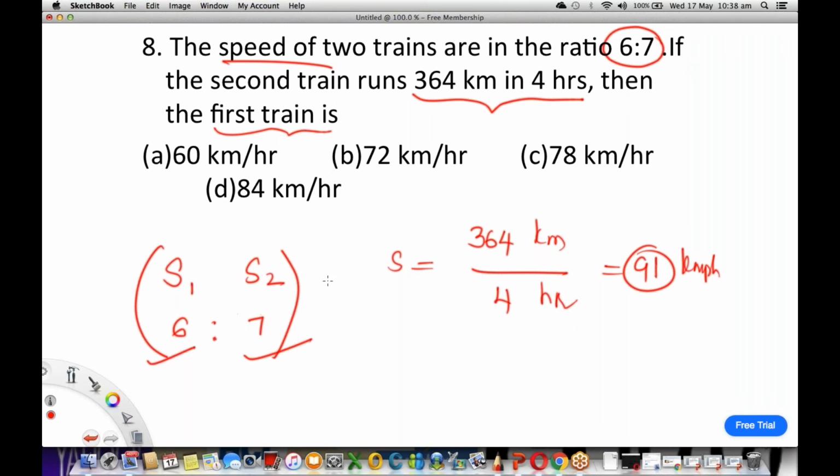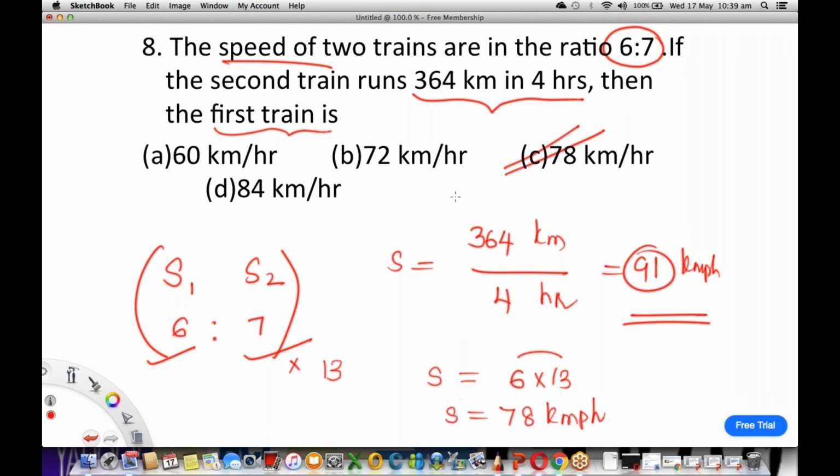7 parts is not 7, 7 parts becomes 91. What is the multiplier to make it 91? So 7 times 13 will give a result of 91. So what is the speed of the first train is the question. Speed of the first train will obviously be 6 times 13. So what is 6 times 13? This gives a result of 78. So no need to do the calculation. 6 into 3 is 18. The last digit should end with 8.